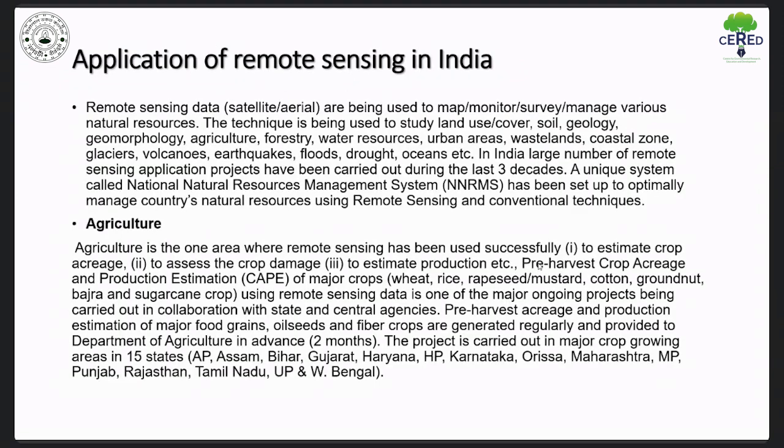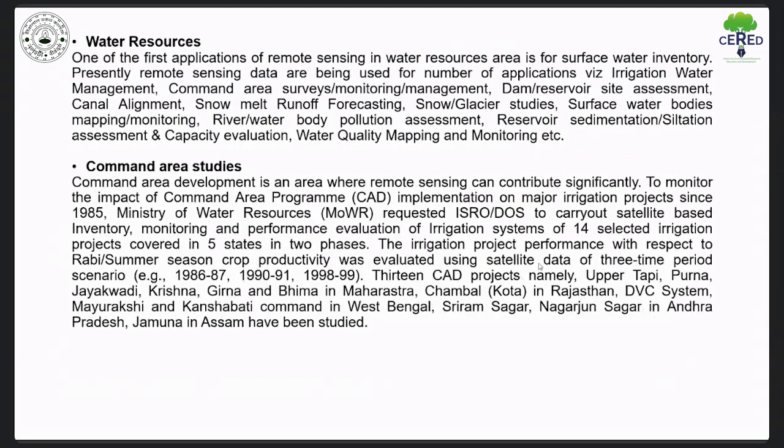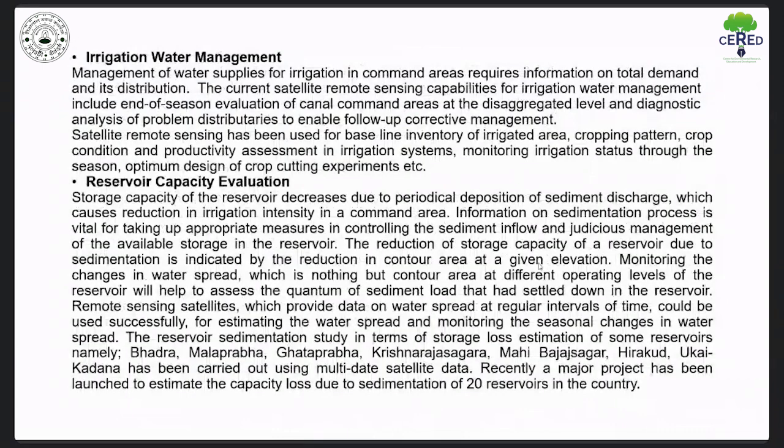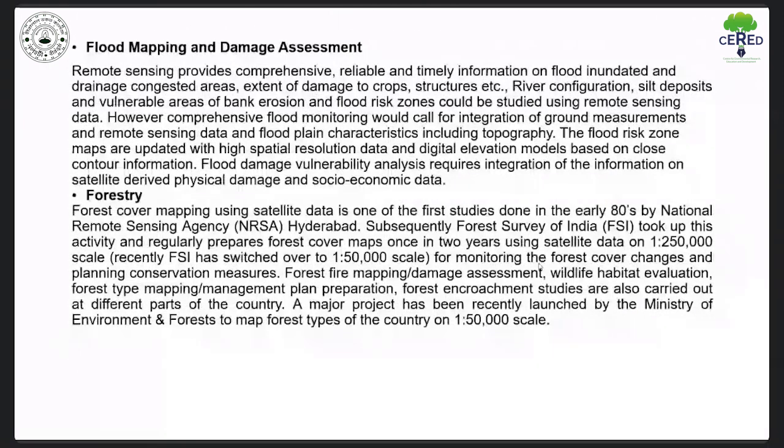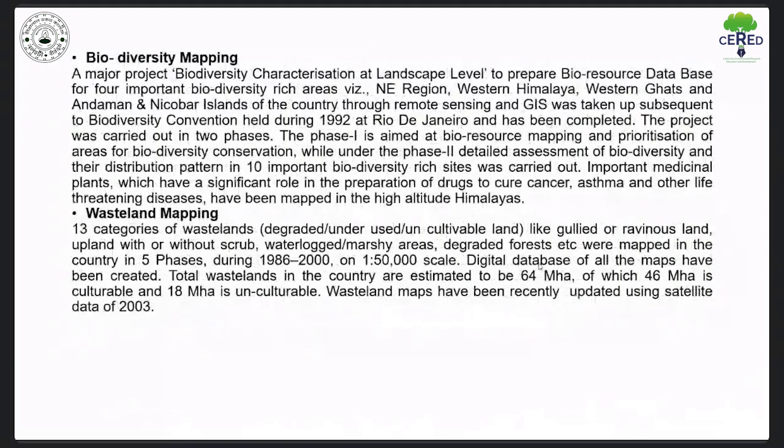If we see the application of remote sensing in the present-day context, it can be applied in different disciplines like geography. Geography definitely applies remote sensing, but besides geography, zoology, botany, history, and all other disciplines are now using remote sensing to collect data. For example, in agriculture, water resource management, command area studies, irrigation water management, reservoir capacity evaluation, and many other things where we can apply remote sensing technology.